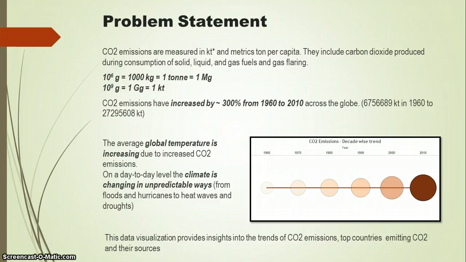We can see this looking at the data from 1960 to 2012, and this is across the globe. The average global temperature is also increasing due to the CO2 emissions. On a day-to-day level, the climate is changing in unpredictable ways, from floods and hurricanes to heat waves and droughts.